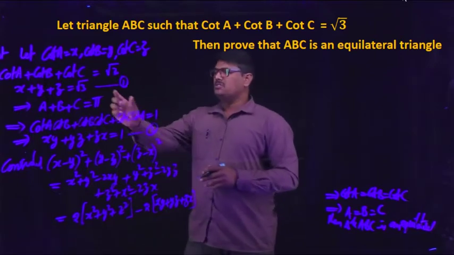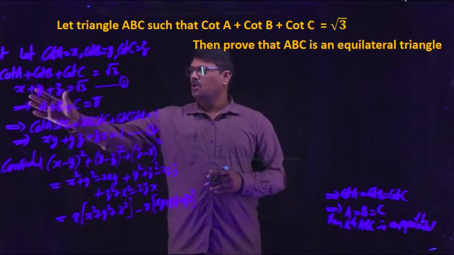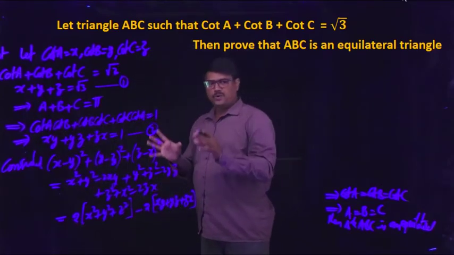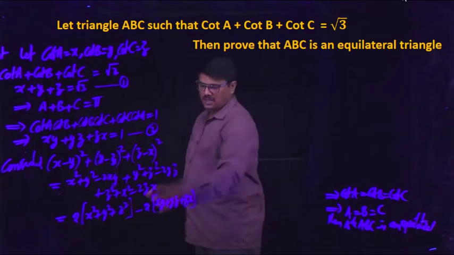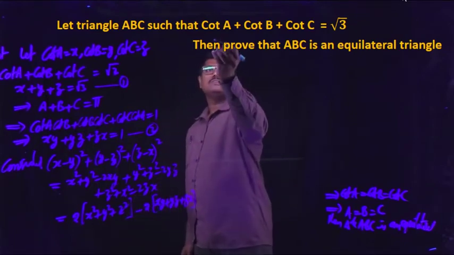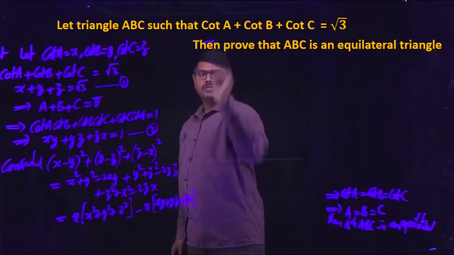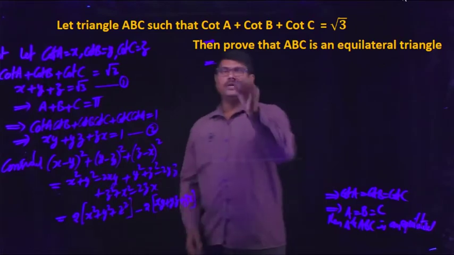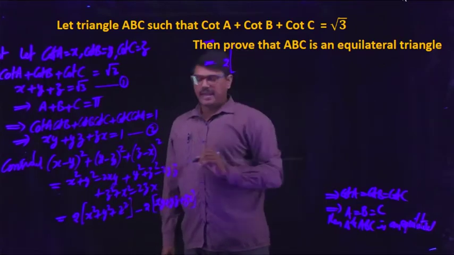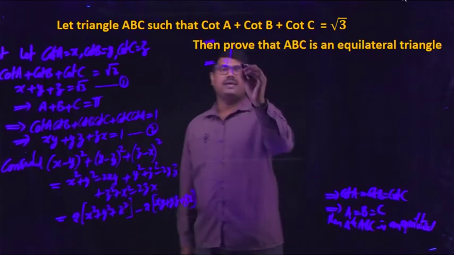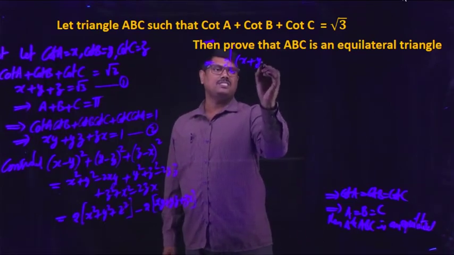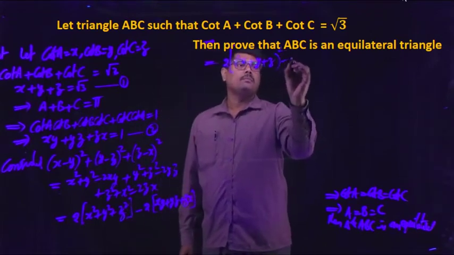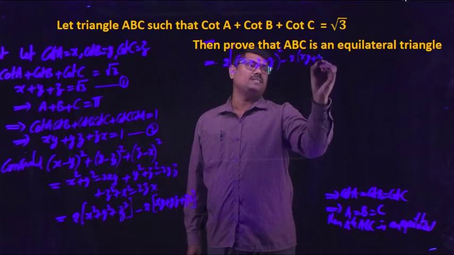So we have the values in terms of x, y, z. You have two values. One is x + y + z, and another one is xy + yz + zx. So you have to utilize those two equations in this step. So I am writing the next step here. The next step becomes like this: 2 into, write x² + y² + z² like this, (x + y + z)² − 2(xy + yz + zx).